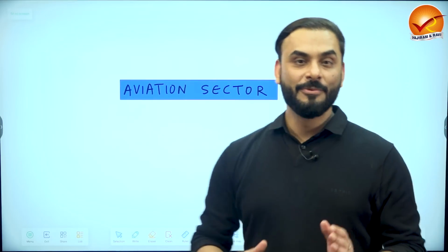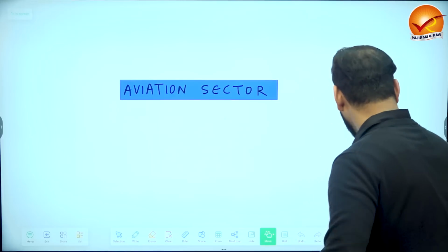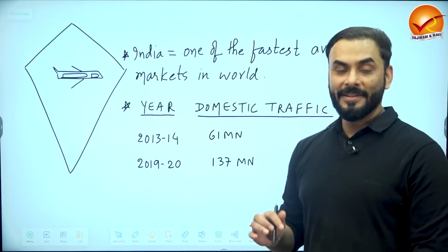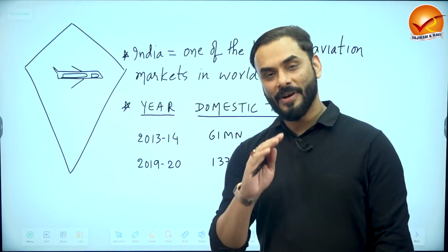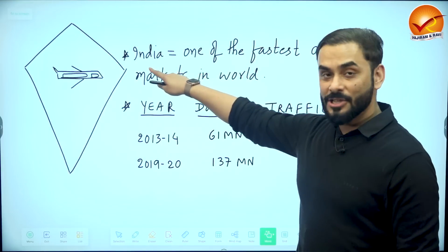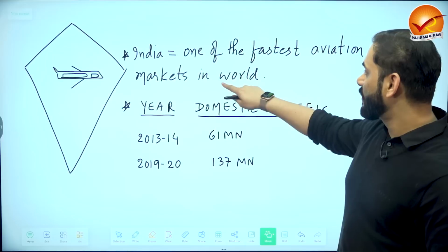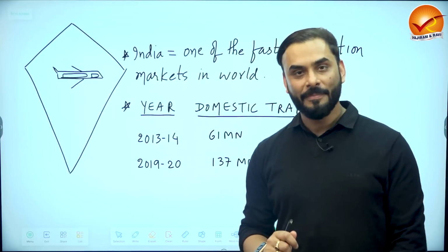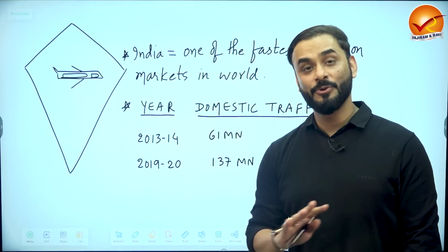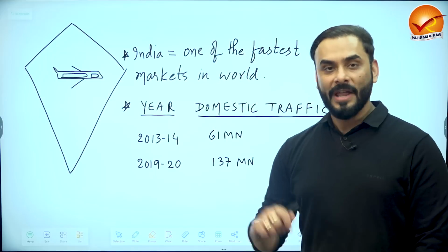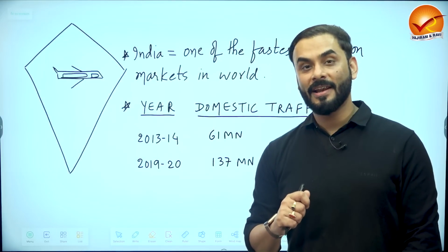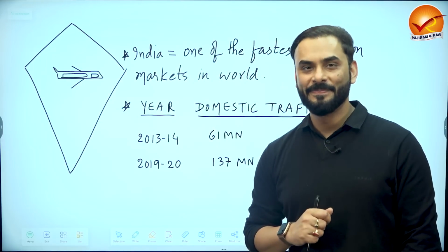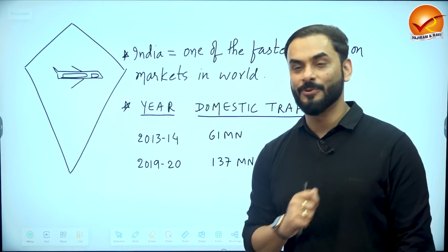So now guys, let us come to aviation sector, which is one of the most crucial sectors of India. You see, India has huge population. So of course, the aviation sector of India is one of the fastest aviation markets in the world. Why? Because of sheer population, right? Huge population, huge market. So any country in the world who is running airline industry, they would like to come to India because of huge population and huge scope.